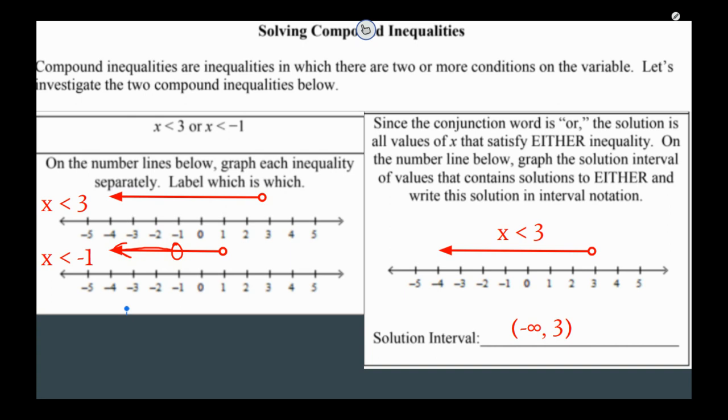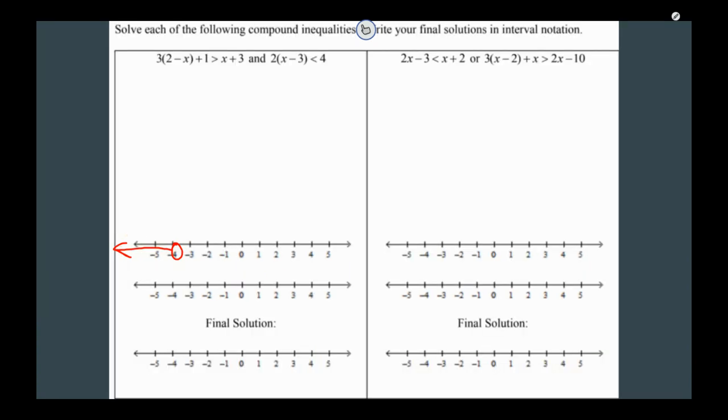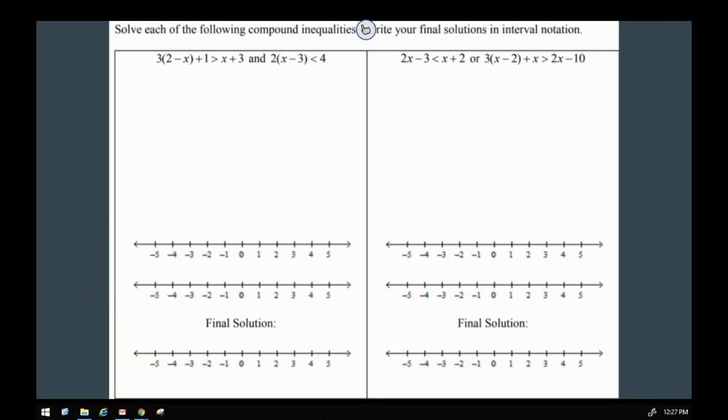Okay, so and has to make them both true, or can make either one true. These say solve the compound inequalities and write your final solutions in interval notation. Okay, so we'll solve the first one together. What's the first thing I'm going to do? Distribute.